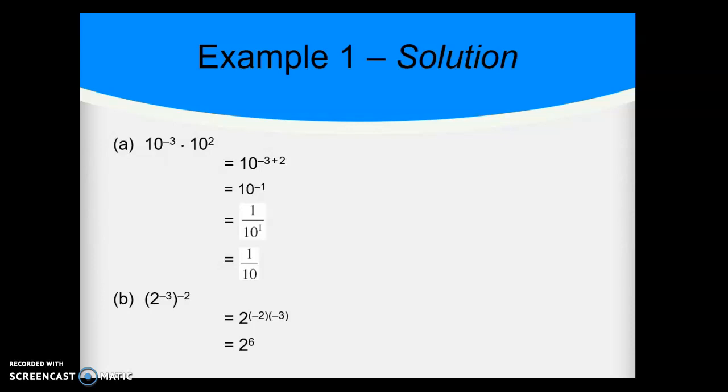2 times 2 is 4, times a third 2 is 8, times a fourth 2 is 16, times a fifth 2 is 32, and times a sixth 2 is 64. So that simplifies out to 64.